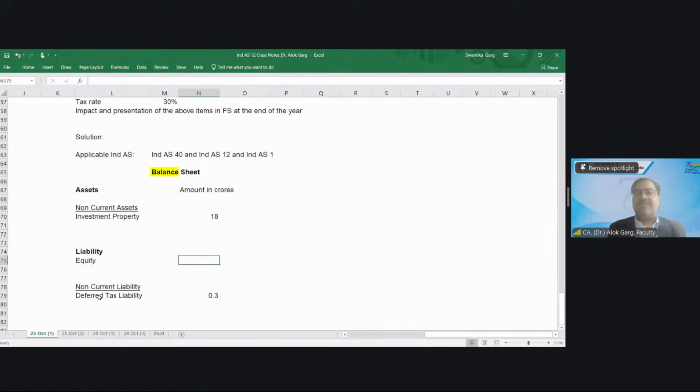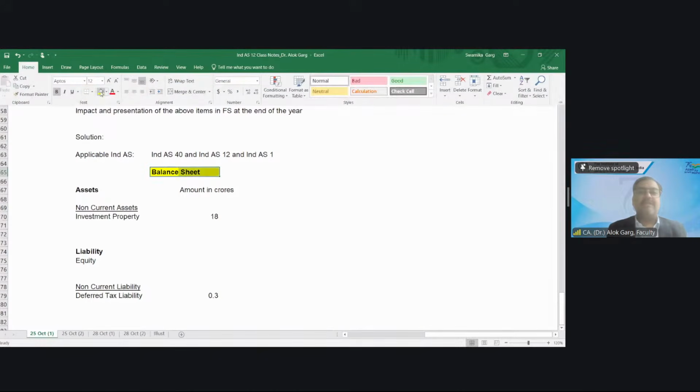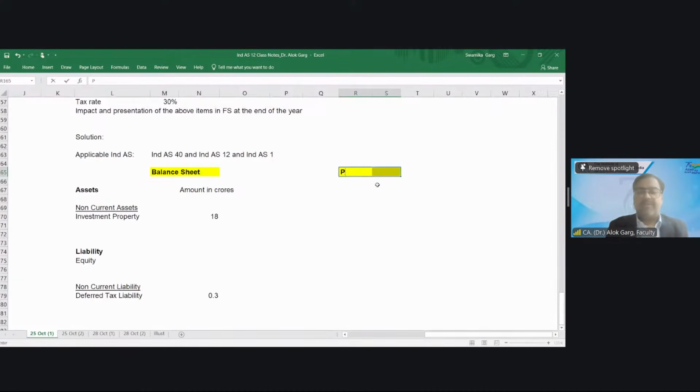Okay. Then what next? Then I need to prepare a P&L also, correct? Profit and loss. In your profit and loss, there is a total income. There is a total expense, and in expense, you have a depreciation expense. How much is the depreciation expense? 2 crores. 2 crore is the depreciation expense, right?